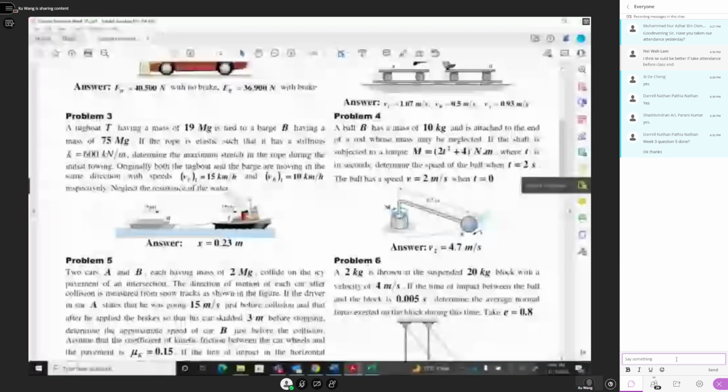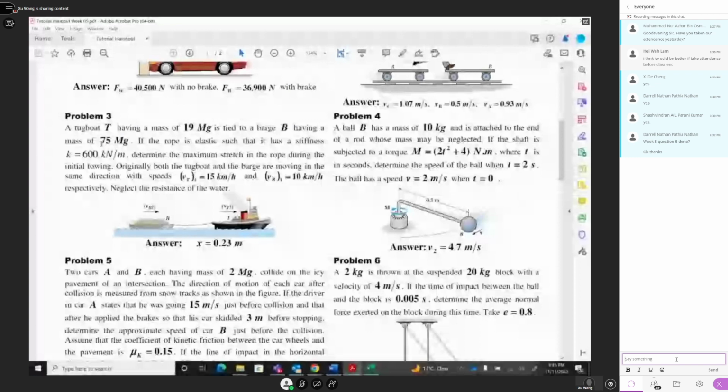What is problem 3? Problem 3 is the tugboat. Tugboat is a driving boat. Okay, a dynamic driving boat. And this driving boat has 19 megagrams. Megagram is 10 to the 6th power grams, which is 19,000 kilograms.